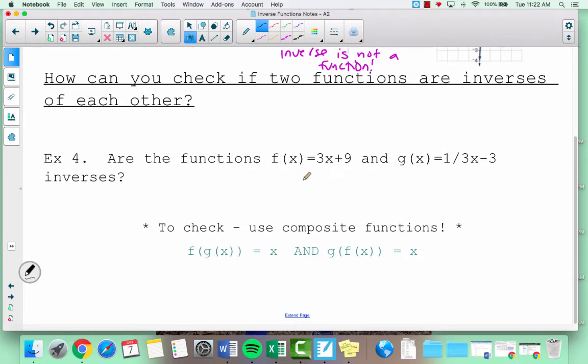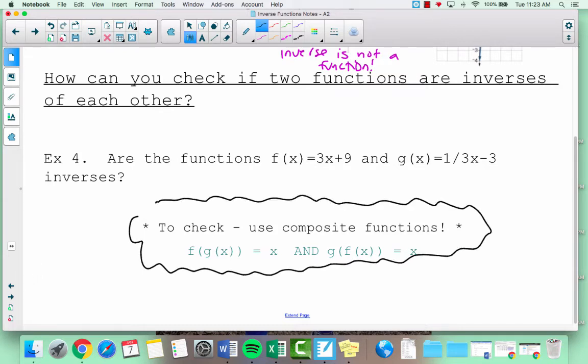And then we're going to reverse it. We're going to plug the first equation into the second one, and you should also get x. So that's what this rule is right here. So we'll use composite functions, doing f of g of x to get you x, and then getting g of f of x, which would also get you x. And if you don't get both x's, then that means that they're not going to be inverses of each other.